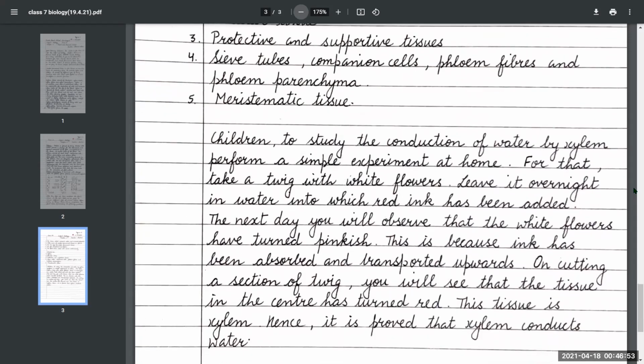Children, to study the conduction of water by xylem, perform a simple experiment at home. For that, take a twig with white flowers. Leave it overnight in water into which red ink has been added. The next day, you will observe that the white flowers have turned pinkish. This is because ink has been absorbed and transported upwards. On cutting a section of twig, you will see that the tissue in the center has turned red. This tissue is xylem. Hence, it is proved that xylem conducts water.